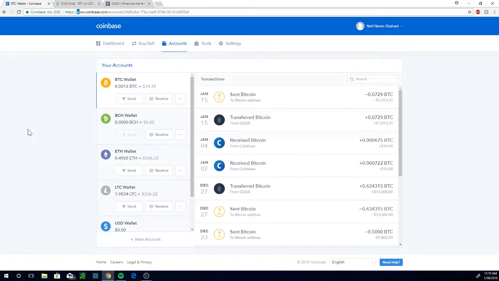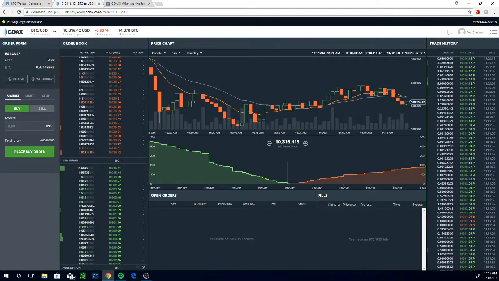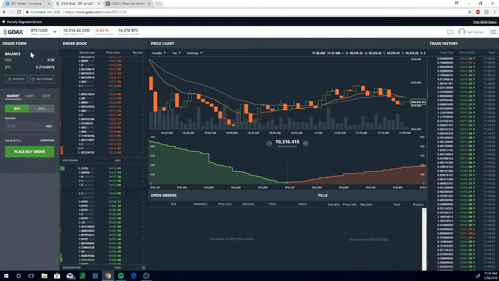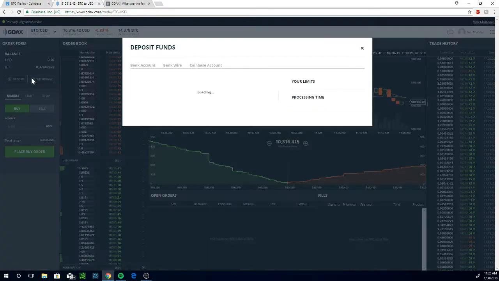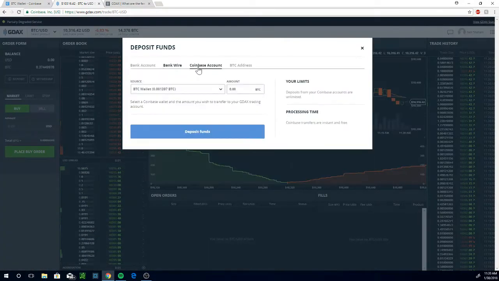Once you're on Coinbase, you just type in GDAX.com, and this will come up, and you sign in using your normal Coinbase account. From here, I'm just going to show you an example. To transfer funds from Coinbase to GDAX, you just hit deposit. As you can see, it's already linked to my Coinbase account, and you can type in the amount that you want to send over. So I'm going to send over the remaining Bitcoin I have in my BTC wallet.